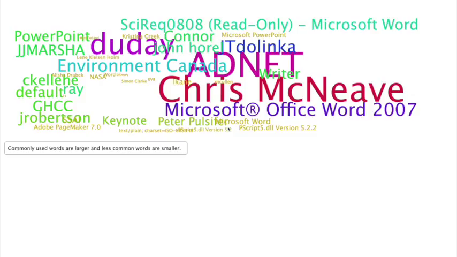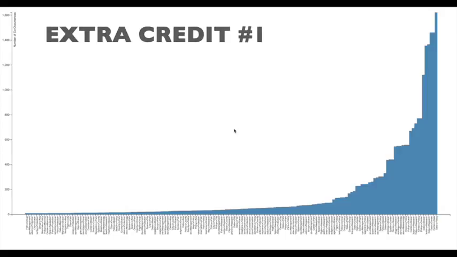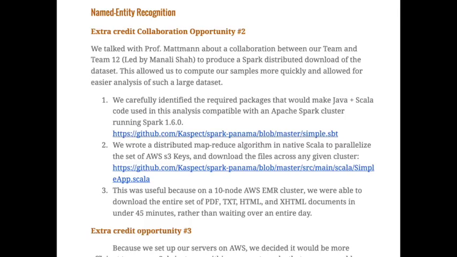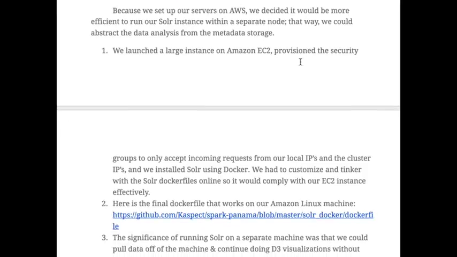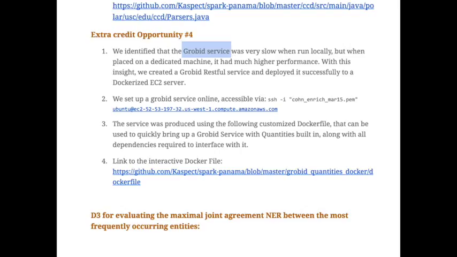This is a word cloud that shows us the distribution of different terms within the metadata. This one shows us the distribution of different words across only the extracted text. We went an extra step and incorporated co-occurrence distributions to show which concepts showed up together across most documents. We did multiple extra credit programs, including implementing this in Spark, launching instances on Amazon EC2, writing our own Solr Docker files, and designing our own GROBID service.